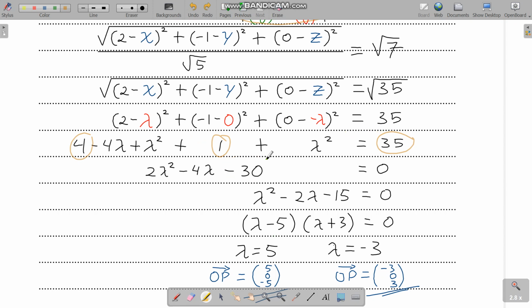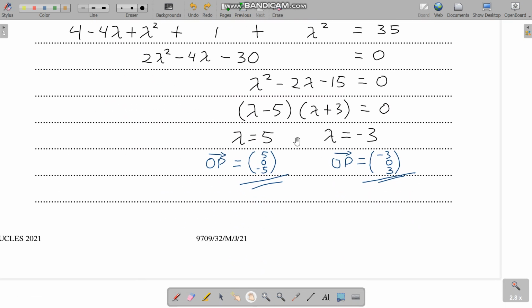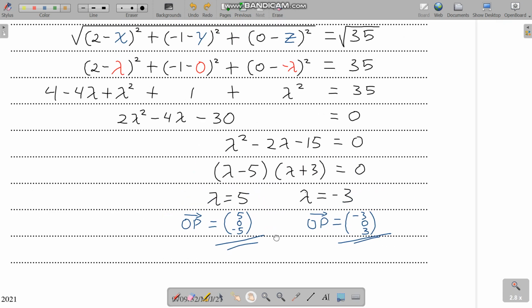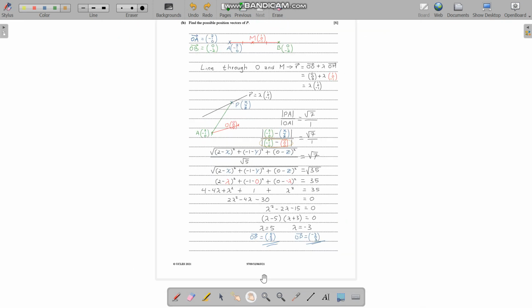Okay, so we have a simple quadratic. We can simplify further by dividing by 2. We get lambda squared minus 2 lambda minus 15, which can be factorized into lambda minus 5 times lambda plus 3, which means lambda can be 5, or lambda can be minus 3. If lambda is 5, we plug into the line equation again. We know the lambda, we multiply, and we get this or this. So we have two possible positions of P. Alright, I'll see you again next time.